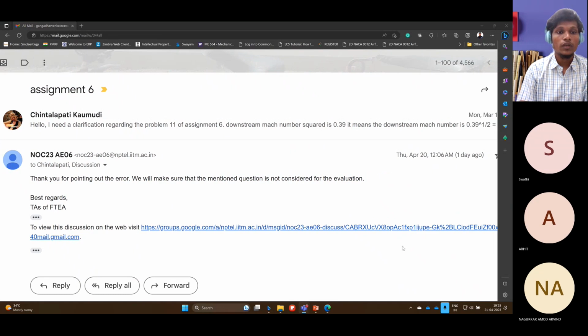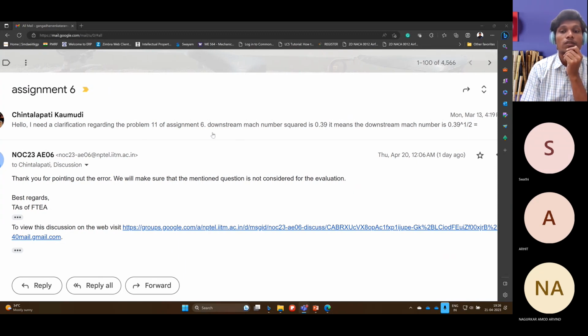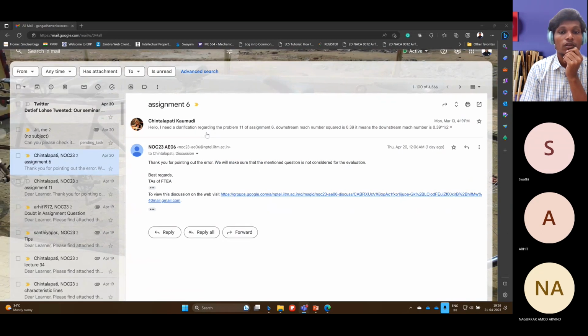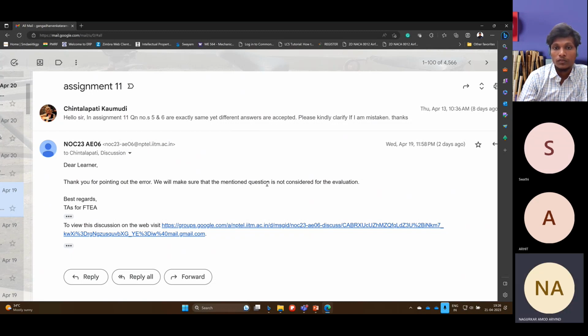One of the students, Talapati Kaumudi, is asking the same question. I said assignment 11. Yes, this one. Assignment 11, questions 5 and 6 are exactly the same, but different answers were accepted. They are stating that it is an error from our side, so we are not going to consider it for the evaluation. Yes, they will update it.